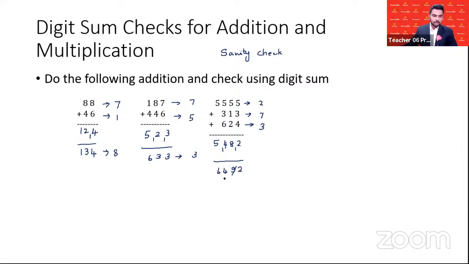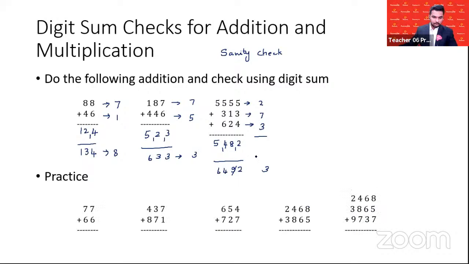Let's check whether digit sum 3 is obtained from the answer. You can cast off 9. What remains is 6 plus 6. So the digit sum is 3. So we have verified that the digit sum of the sum, 2 plus 7 plus 3, is going to be 3. So some more practice. I'll just do one from here.